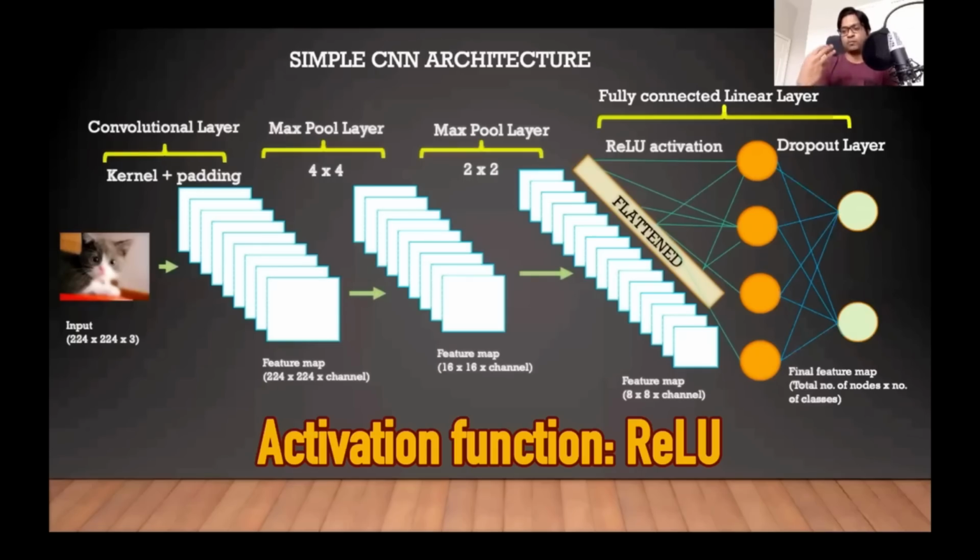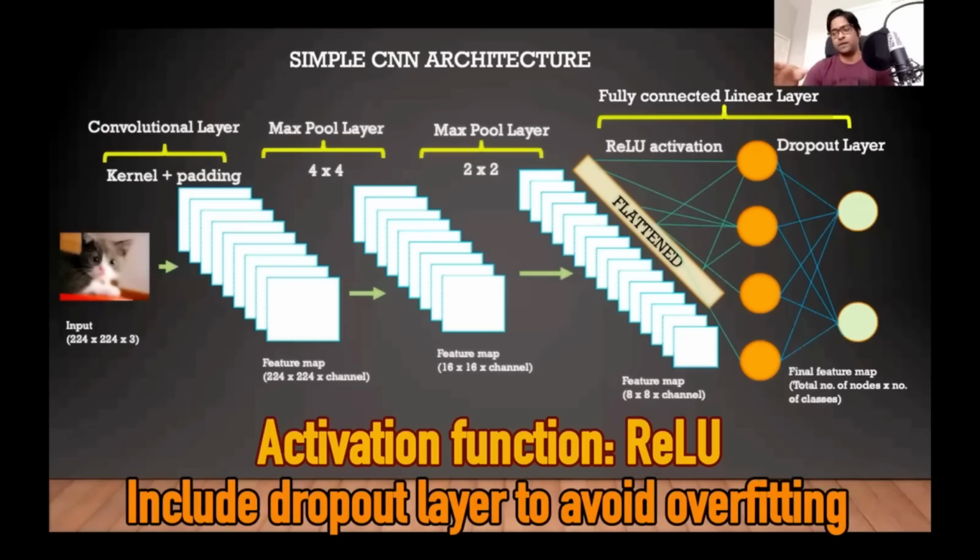Once we perform the ReLU activation, we also introduce this dropout layer, because in some cases we've seen data overfitting issues in the CNN architecture. So to avoid the overfitting, we introduce another layer called the dropout layer before we publish the final feature map or the results to the output layer.